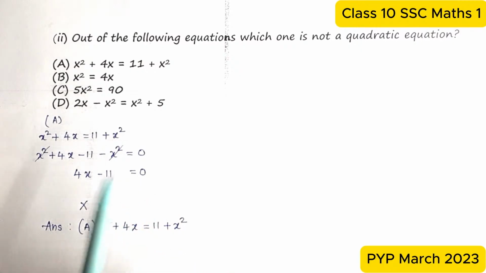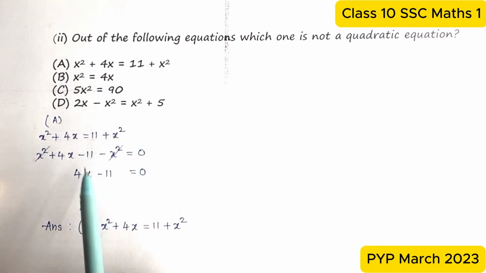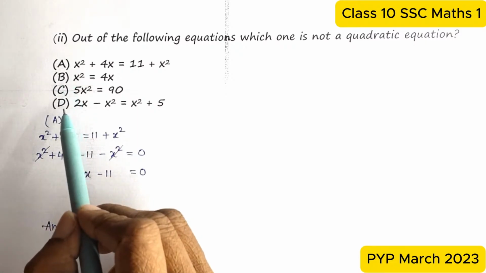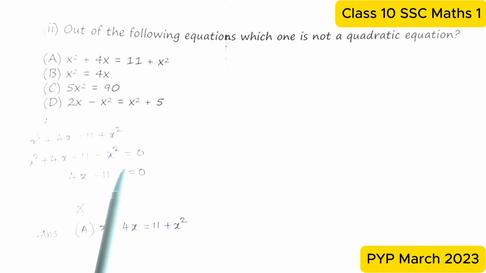Always I told you, do not worry about the other options. If you check whether the first equation is a quadratic equation and it is not a quadratic equation, then you confirm that it is definitely our correct answer. So do not test the other options. Do not waste time.